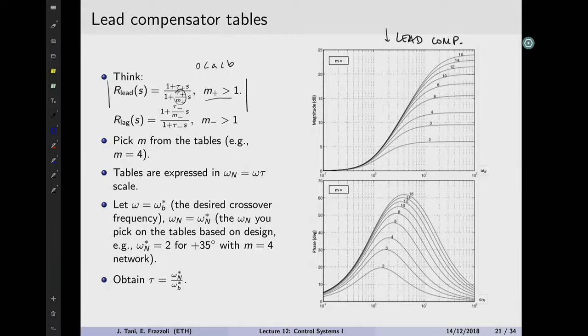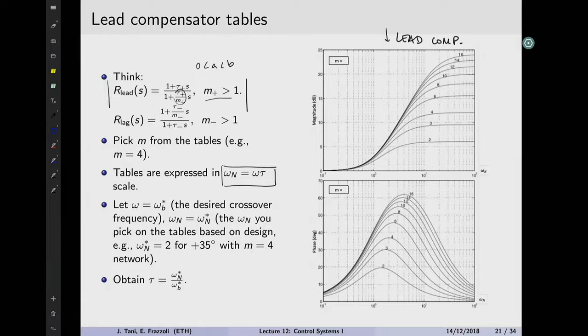So what was the thing we had to do? How do you use these tables? Let's look at them for a second. So magnitude and phase of the element, of a lead element. The x-axis is a normalized frequency domain. It's a normalized frequency omega n, okay? And the relationship between omega n and your normal frequency is this one: omega n equals omega times tau.